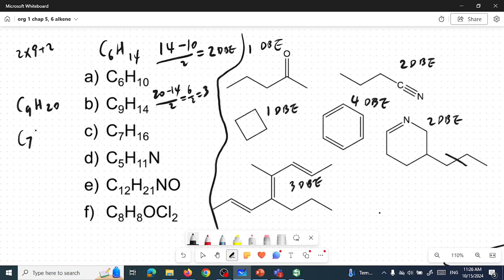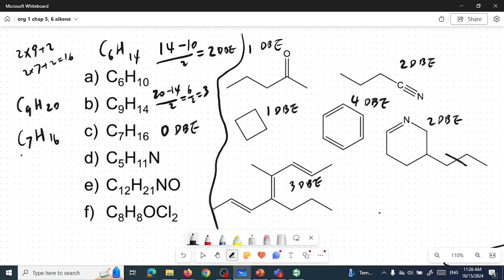C7H16, sorry. C7H, 2 times 7 plus 2 equals 16. So the saturated version of this molecule should have 16 hydrogens, and this molecule does have 16 hydrogens, and that means this molecule is saturated, or in other words, it has no DBE, 0 DBE.